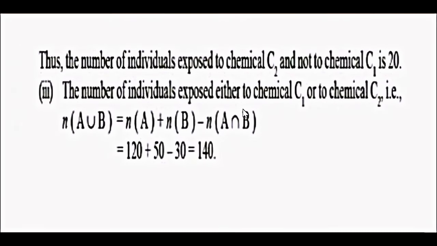And the third part is quite easy. You just have to find out the union. So place the value directly: 120 plus 50 minus 30. That is 140. So the number of individuals exposed either to C1 or to C2 is 140.